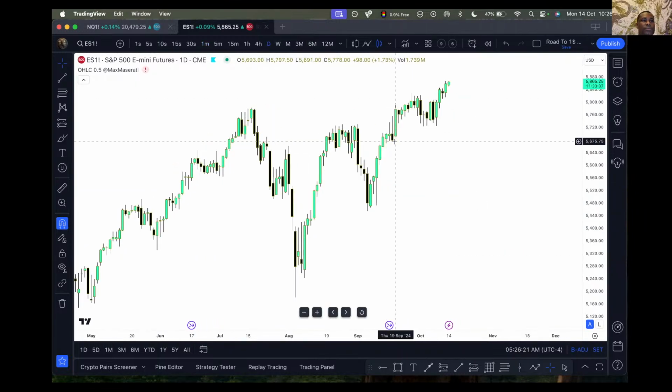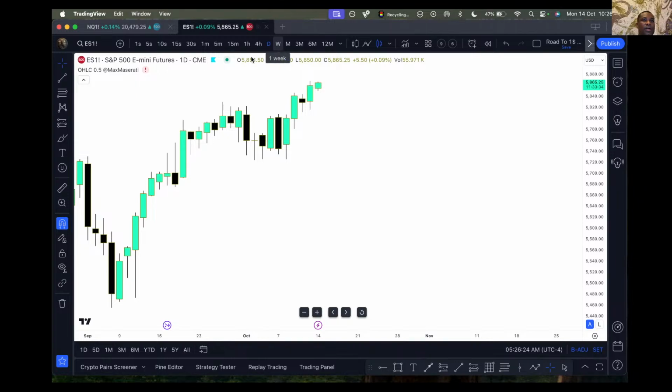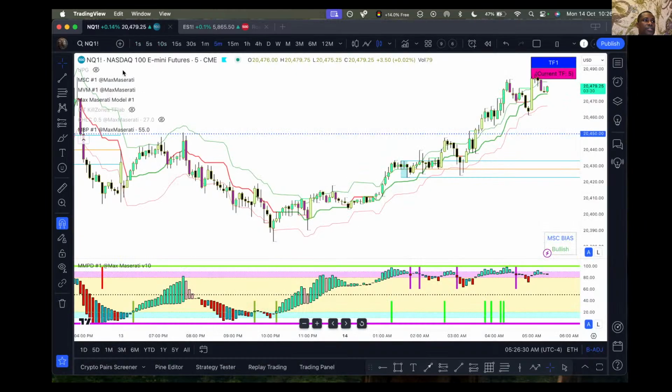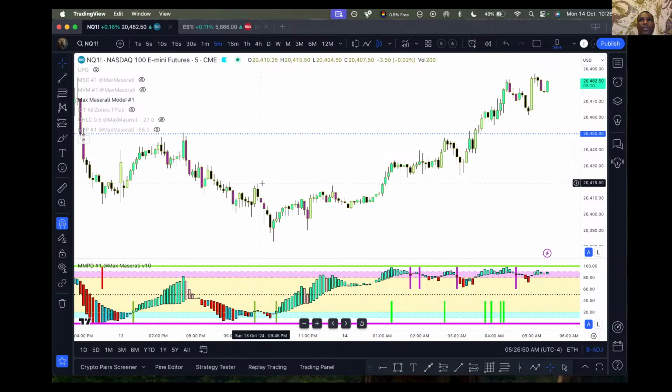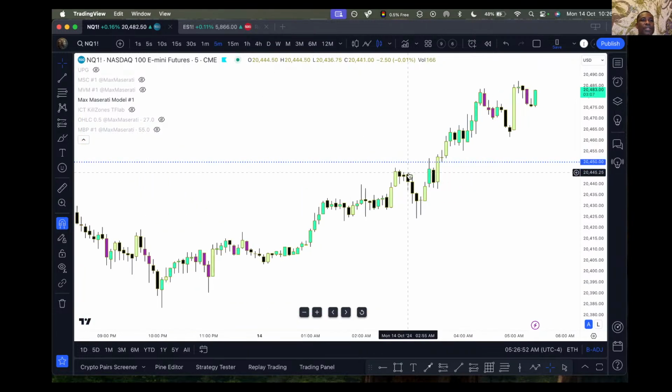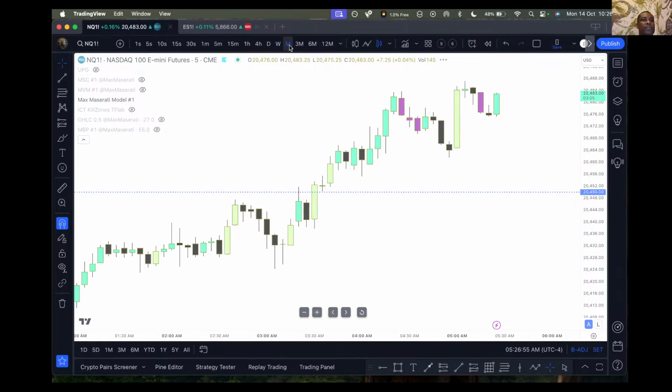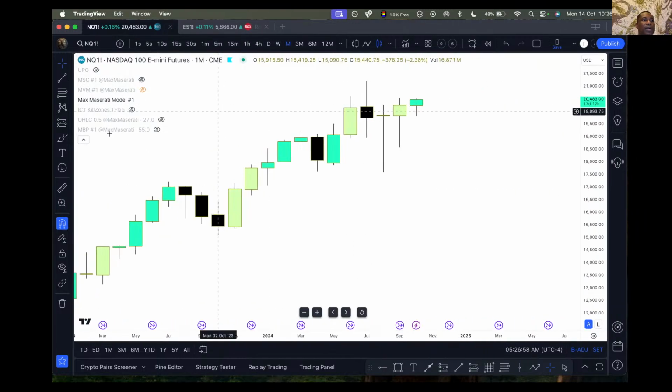So this is the daily chart, and then let's start with the weekly chart. Okay, let's just switch to this chart, much better. I'm going to leave the Max Maserati model, and I'm going to take this out. So basically what we're going to do today, let's start with the monthly. As we can see, I'm just going to leave the Max Maserati model indicator activated.